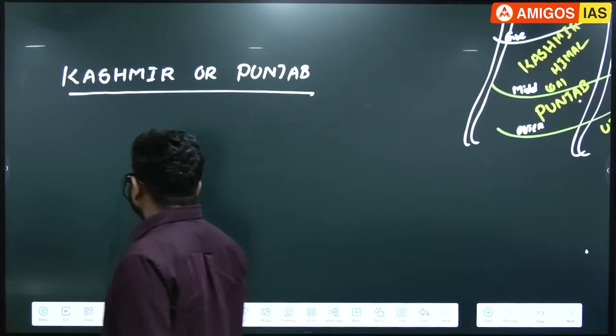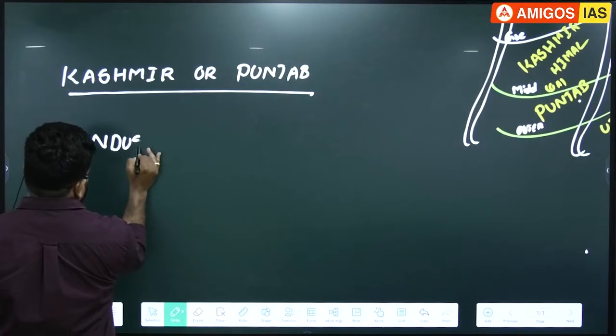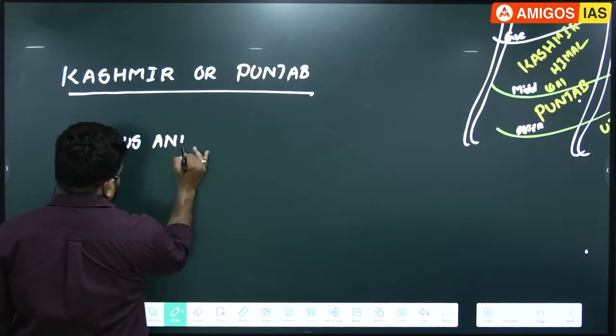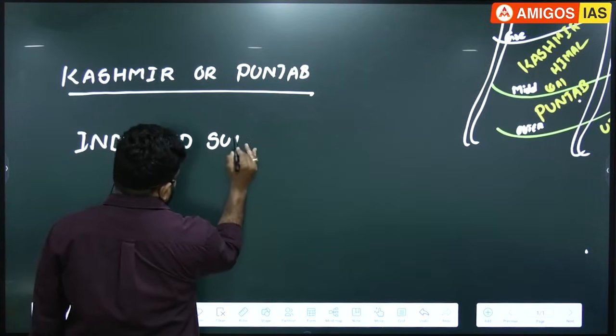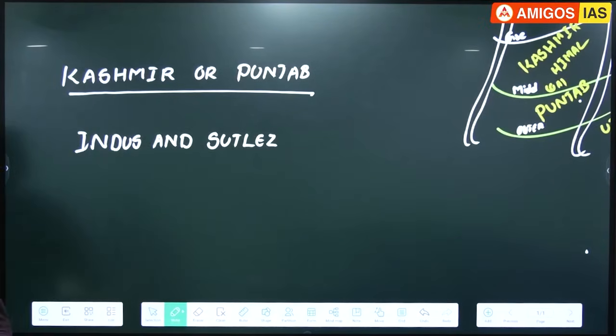located between Indus and Satluj rivers. Indus and Satluj rivers.